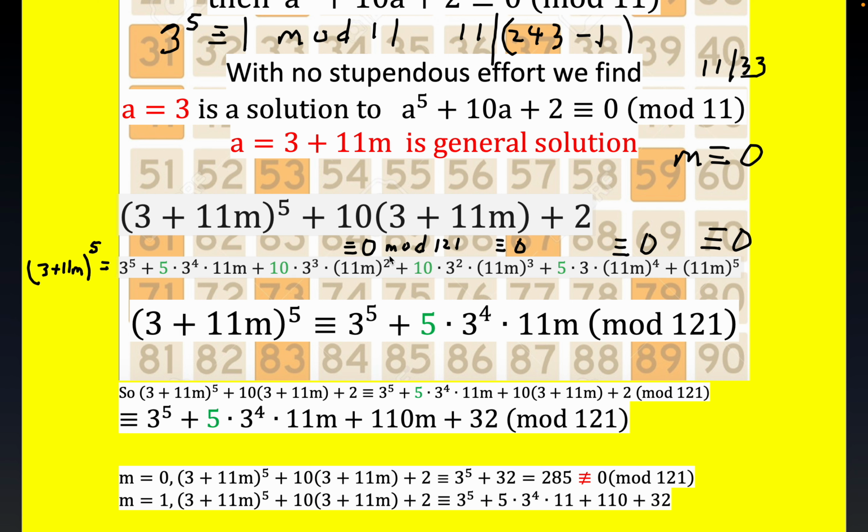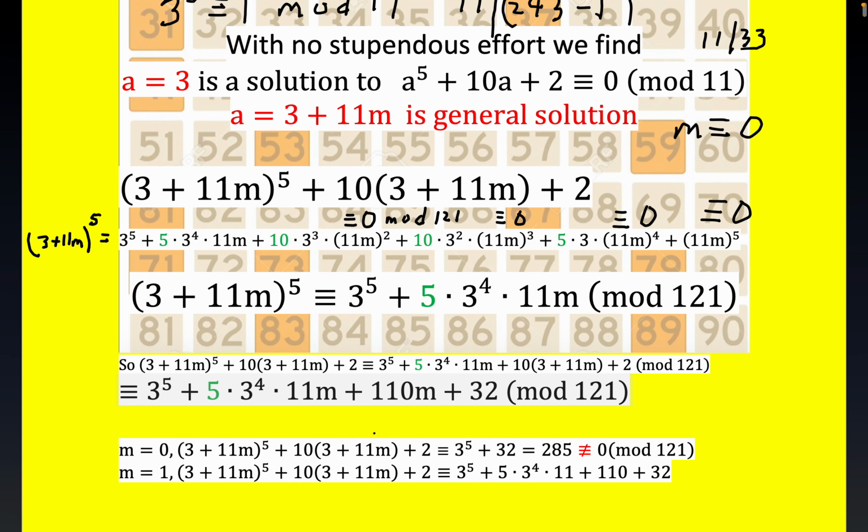Okay, so you still have to include these two parts right here, which is what this was. And so what we get is the whole thing, and this part would become just 32 because this would be 0, right? 10 times 3, this part's 0, so you have 32. That's where this 32 comes from.